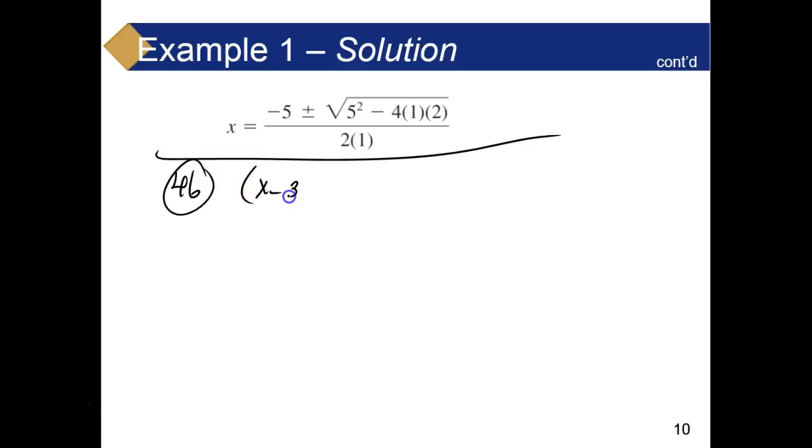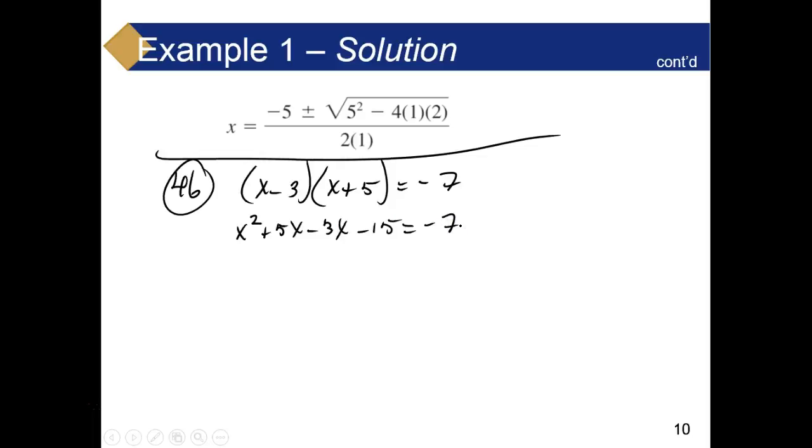x minus 3 times x plus 5, and that's equal to negative 7. Okay? What would you do first? Foil it! Good deal. What does that give you? x squared plus 5x minus 3x minus 15 equals negative 7. Next, combine like terms. That gives you x squared plus 2x.